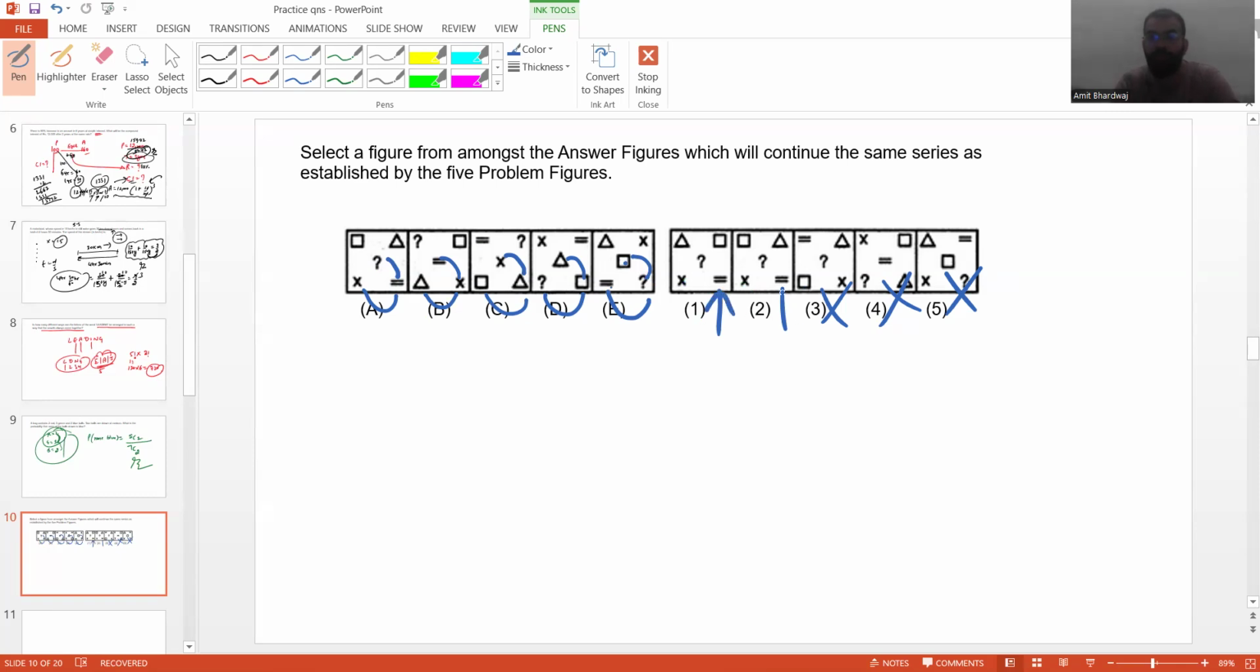So out of these two, we have to select. But this is the same, this is the same. These three are the same. We need to select out of these two. How to select, please understand. Can you notice that this is shifting here, this is shifting here, this is shifting here? So definitely a triangle should be there. The triangle is only here. That's why option number 2 is the right answer.